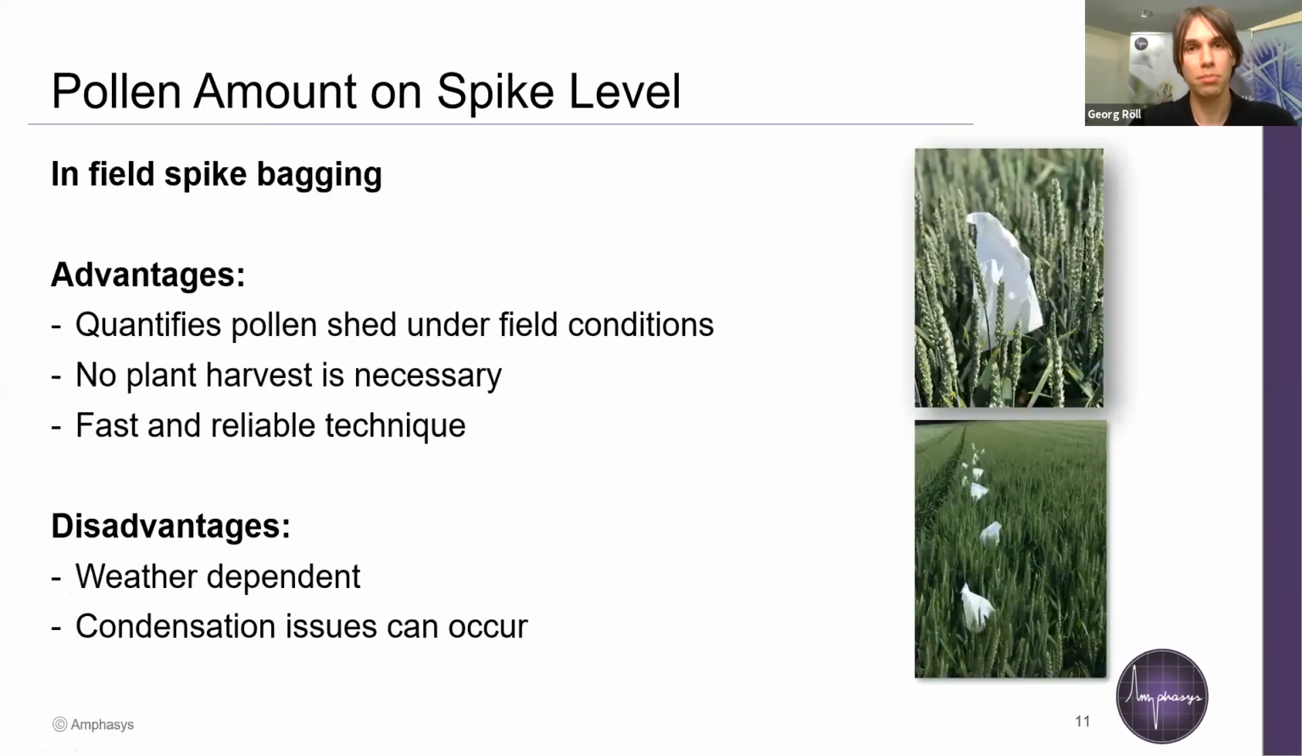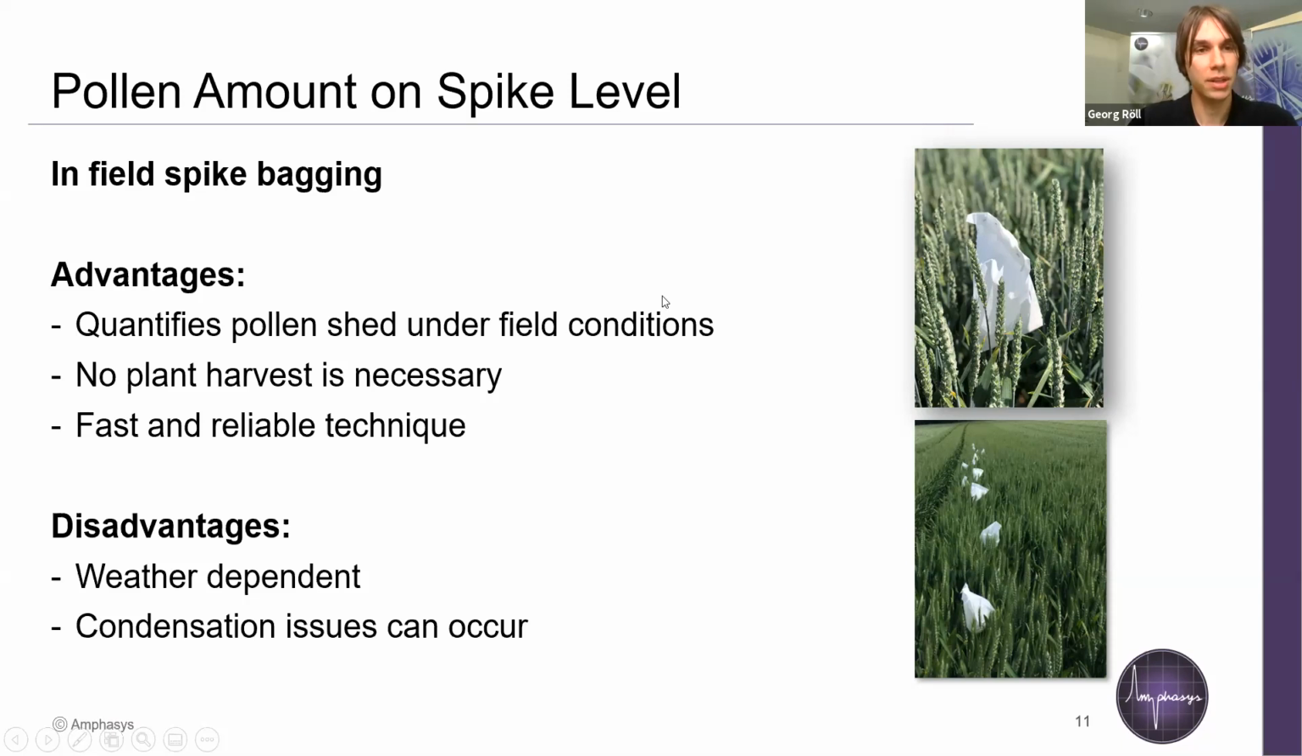Now I was talking about pollen viability. The other side and most important part of the coin is the pollen amount. And we thought, okay, how can we quantify the pollen amount? So we used the so-called spike bagging method, bagging the spikes before flowering. We basically inserted a spike in the bag, and then we let the pollen shed there until the flowering period was over. And then we collected the pollen. We create a suspension with our counting buffer, and then we performed the counting.